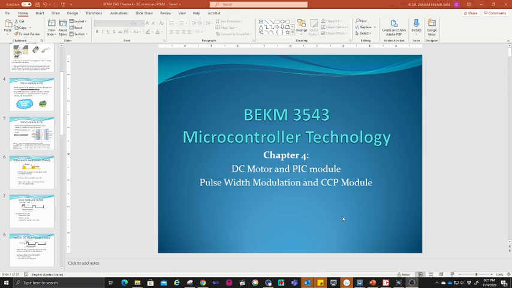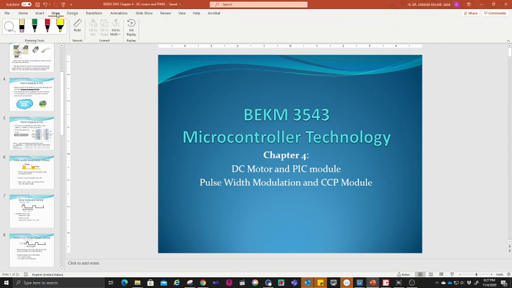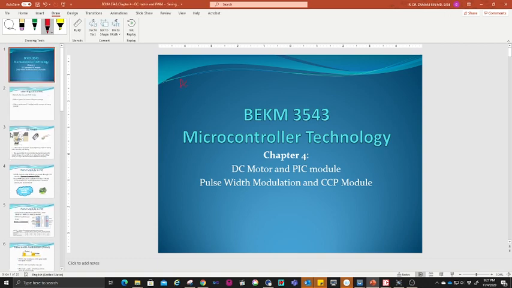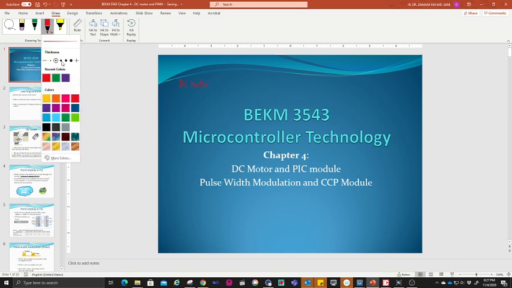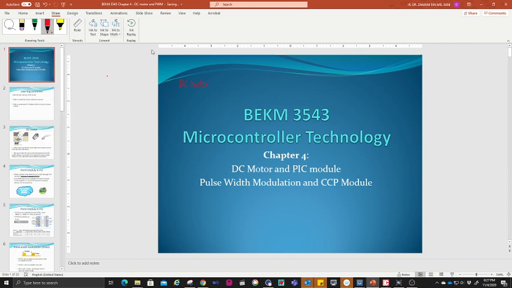For the introduction, we are going to touch three types of motor. The first one is the DC motor, and the second one is the stepper motor. And the third one is the servo motor. So these three motors will be covered in our lectures in this semester.